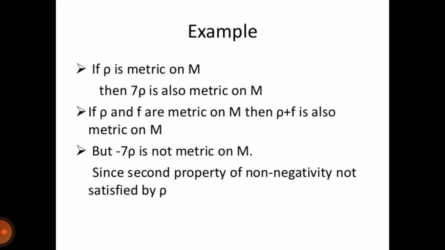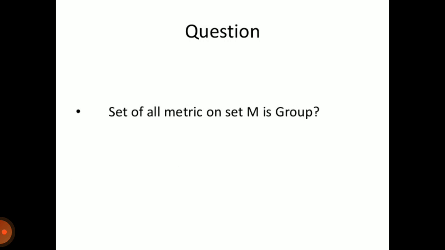Another example, if rho is a metric on M, then 7 rho is also a metric on M. Next, if rho and f are metrics on M, then rho plus f is also a metric on M. But minus 7 rho is not a metric on M, since the second property, non-negativity, is not satisfied by rho. Now this is the time for a question. The question is for you: is the set of all metrics on the set M a group?